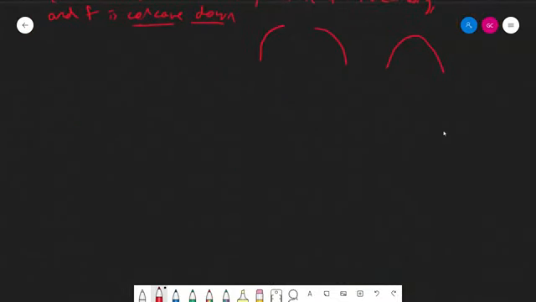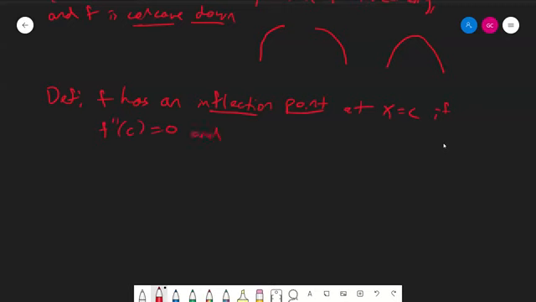And finally, let me highlight one last thing, which is what we call inflection points. So we say that f has an inflection point at some x value c if f double prime of c is 0 and f double prime goes from positive to negative, or vice versa, at c.